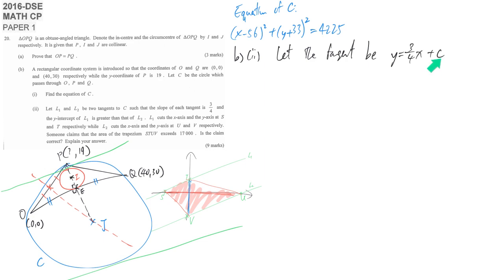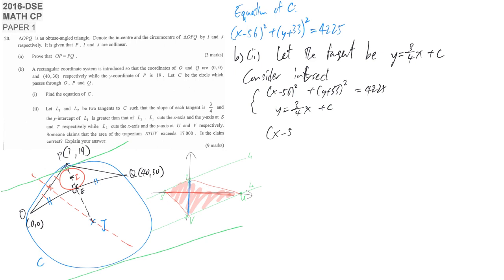While we don't know what the y-intercept is, we predict that there will be two solutions to fulfill the requirement. We consider the intersection once again. So we are talking about (x minus 56) squared plus (y plus 33) squared equal to 4225, and y equal to 3 over 4x plus c. We put it inside and form a quadratic equation in x.